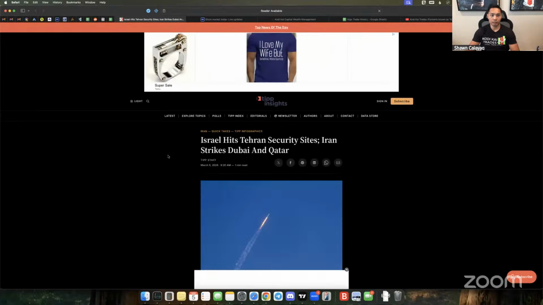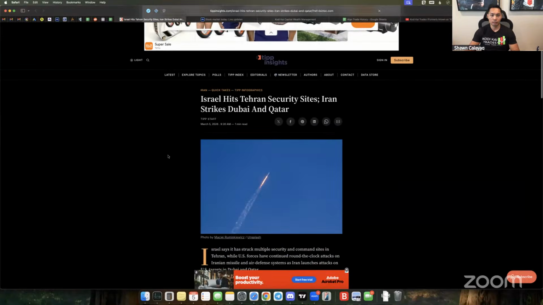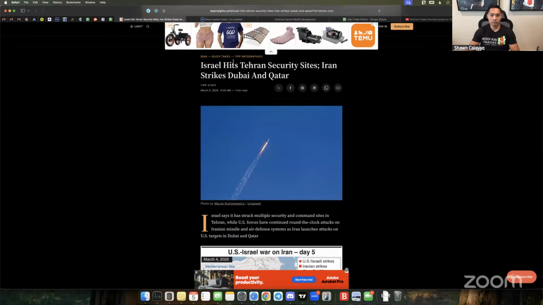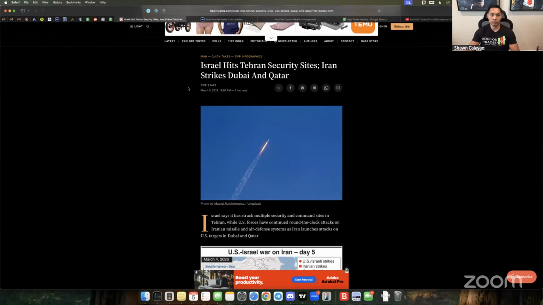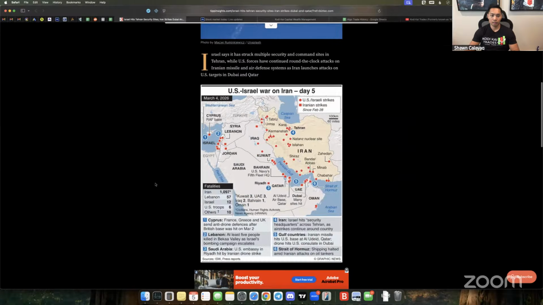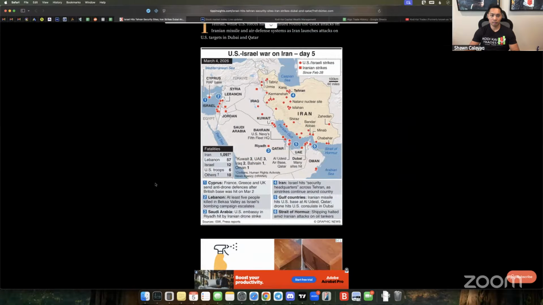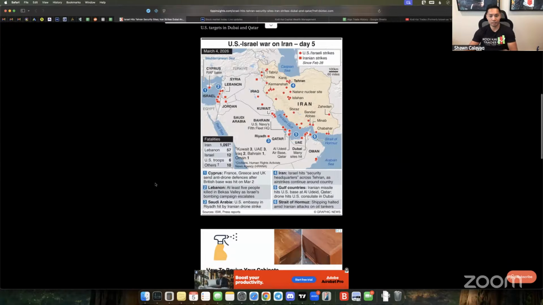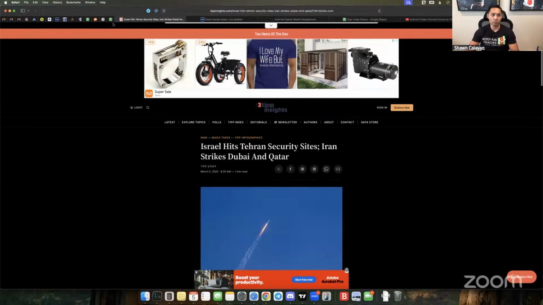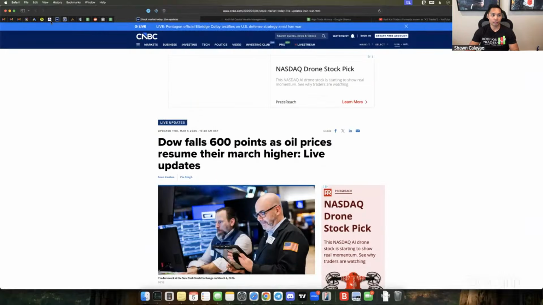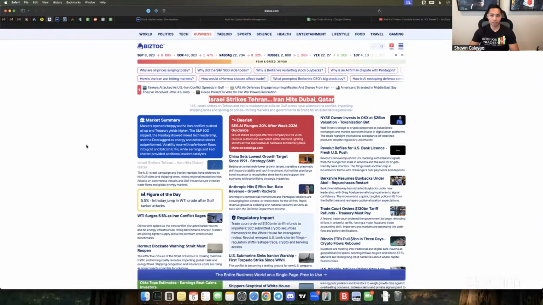So a new update right here says Iran hit, or Israel hit the Tehran security sites, and then Iran struck back and hit Dubai and Qatar. It seems like, in a sense, Iran's just bombing everybody at this point. They don't really care anymore. I mean, they're going to go down eventually. It's a matter of time until it happens.